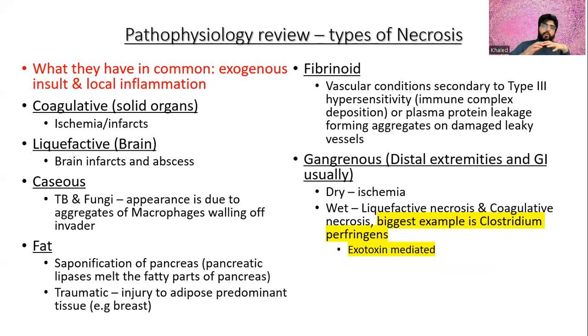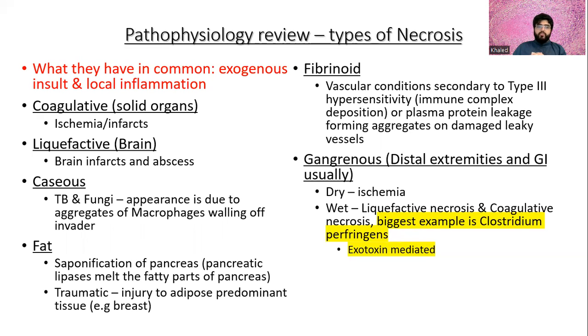Right. And then when we talk about types of necrosis, there's multiple types. What do all types of necrosis have in common? There's an exogenous insult and local inflammation. How the tissue dies can vary. If you have a solid organ, usually the death is secondary to ischemia or an infarct, no blood supply. You get coagulative necrosis. A very similar mechanism exists in the brain, but because the brain is soft tissue, it's going to be liquefactive necrosis. Think of something as soft as more liquidy. It melts. Your brain melts as you're watching this lecture. Not my intention, but I hope I'm not overwhelming anyone.